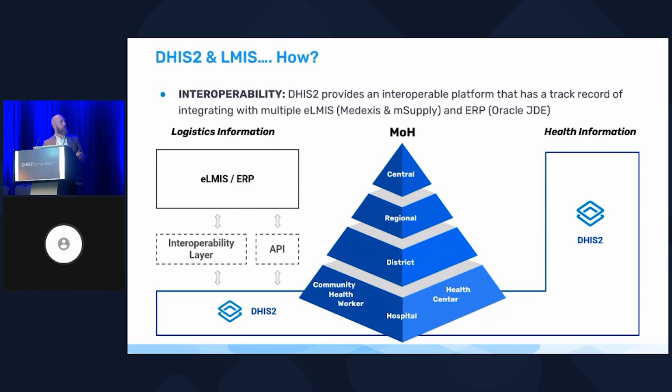So where does DHIS2 fit here? Kind of give you an idea of the overall structure. You have your health information system on the right, and then you have your supply chain logistics information system on the left. And DHIS2, you see where we're cutting across into the logistics space at that lowest level: community level, facility, hospital level. And we're working very closely with several upstream eLMIS systems like Medexus and mSupply that would be able to serve as your eLMIS and ERPs.